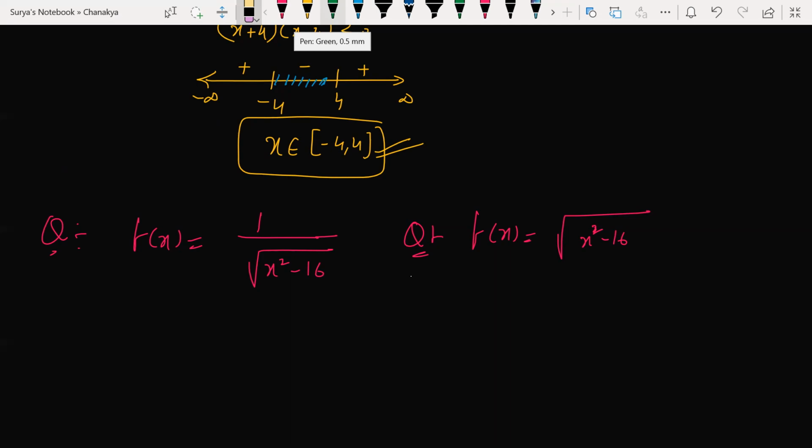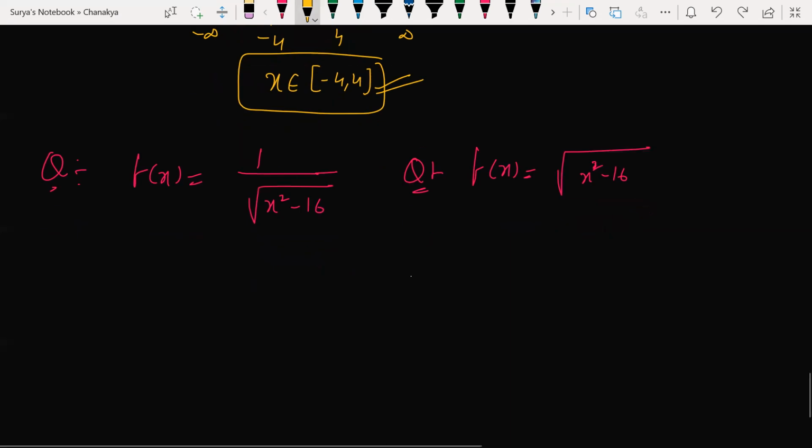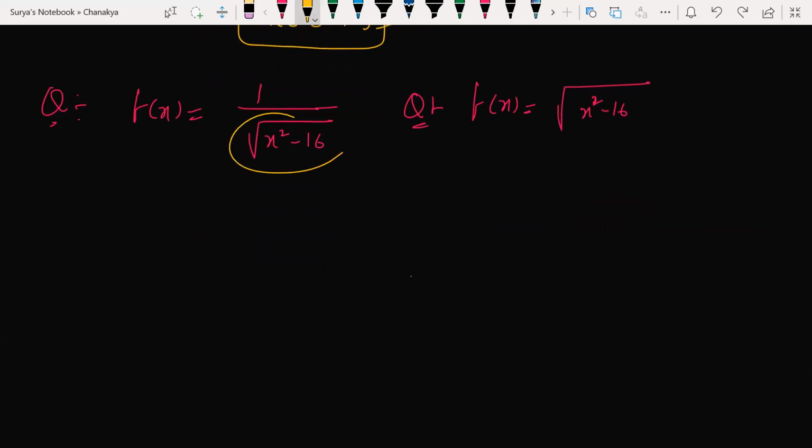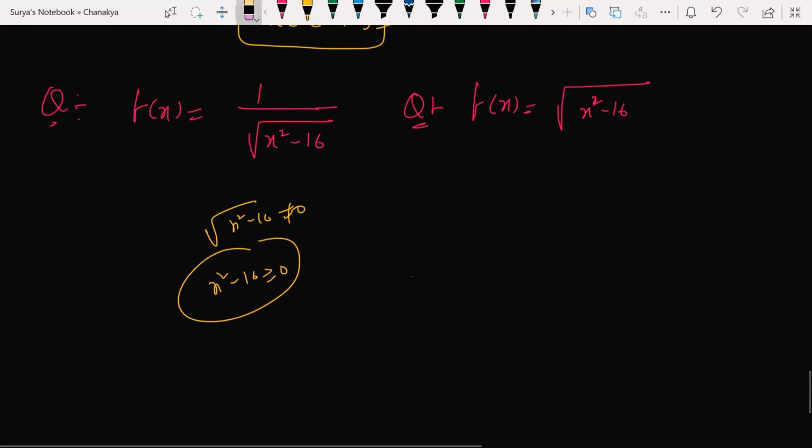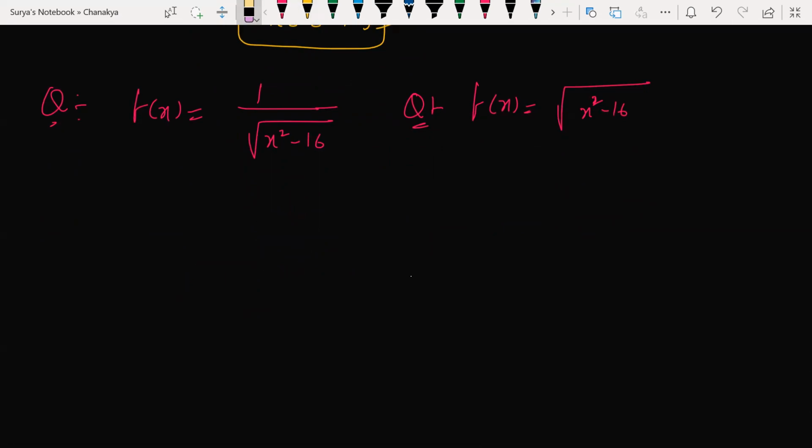Guys, similar questions. Look at this here. Here 1 by square root of, we have this. The denominator part should not be equal to 0. This has not to be equal to 0. And x square minus, this has to be greater than 0. Again, it's going to turn out to be the same answer. You take this as homework, guys. And this question also homework.